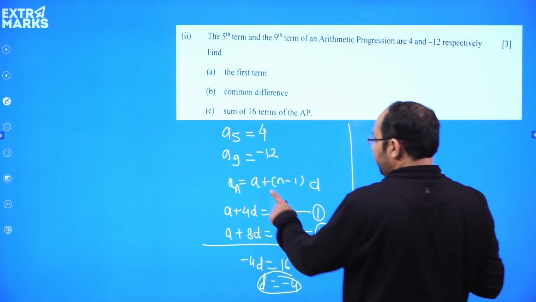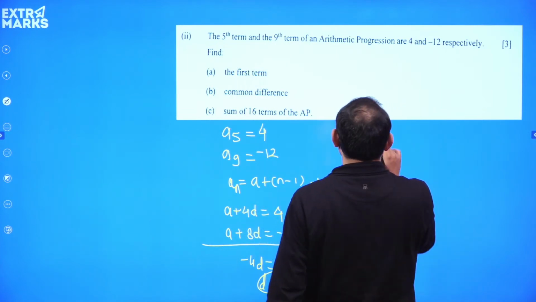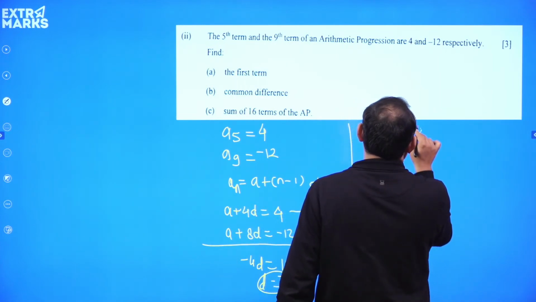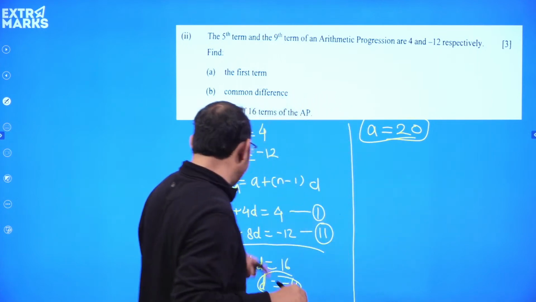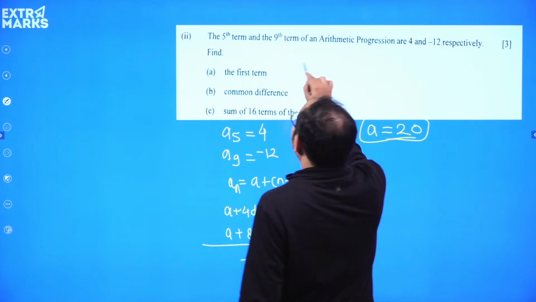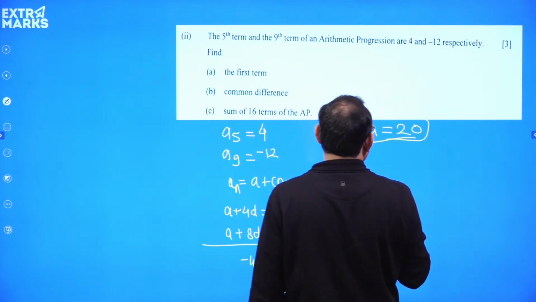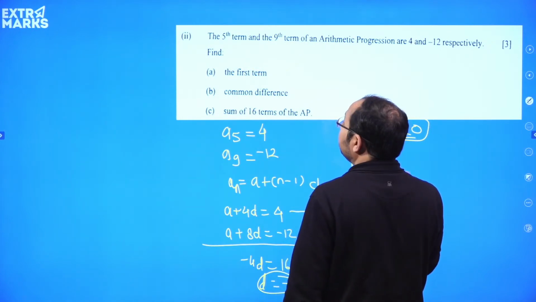Now let's try and find the value of a. d is minus 4, so minus 16 plus 16, 20. a comes 20. Okay, so the first term is clear. The common difference is clear. No problem at all. Okay, done, done. Sum of 16 terms of the AP. Simple, 16 terms. S16.